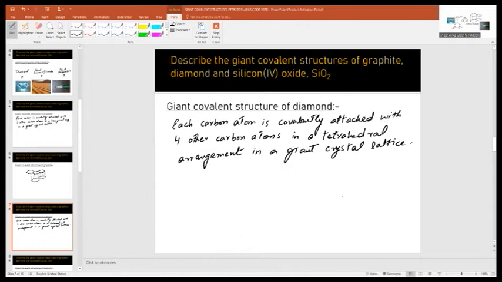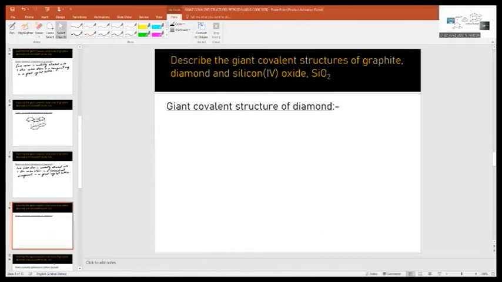I will draw the structure of diamond so that you have a better understanding and insight about the structure. See, each carbon is attached to 4 other carbon atoms.